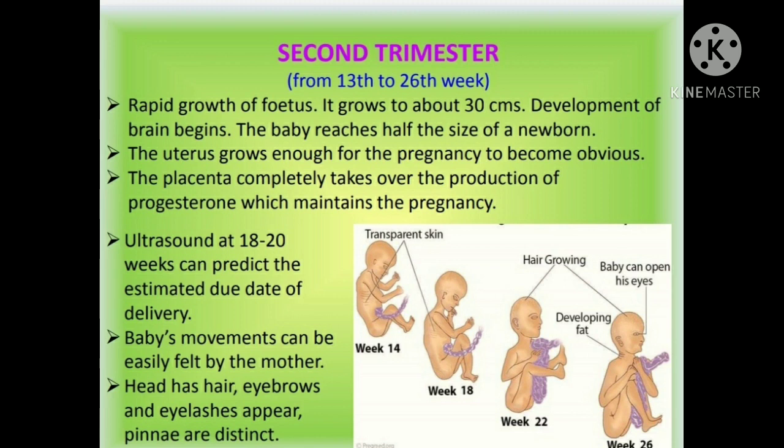The baby's head now has hair. They have eyebrows and eyelashes. The upper pinna are distinct, which means the ears are distinct and can be seen in a very prominent way. The baby reaches half the size of a newborn.